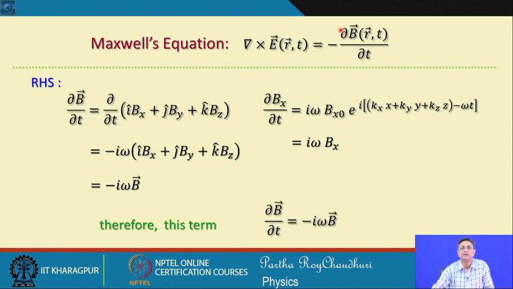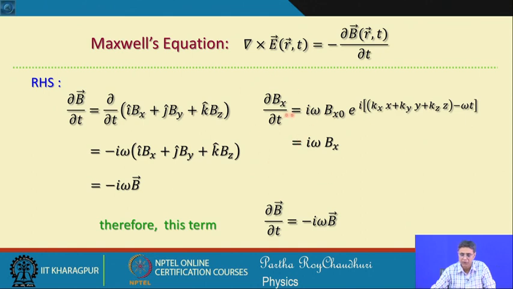Now, we will have to evaluate the right hand side, that is del B del t. Because you know that the B vector can be represented in Cartesian form like i B_x, j B_y and k B_z, and if you take the time derivative of the Cartesian component, then del B_x del t will take out this omega and i factor outside, and the expression for the magnetic field x component will remain as it is. As a result, we can write del B_x del t is equal to i omega B_x.